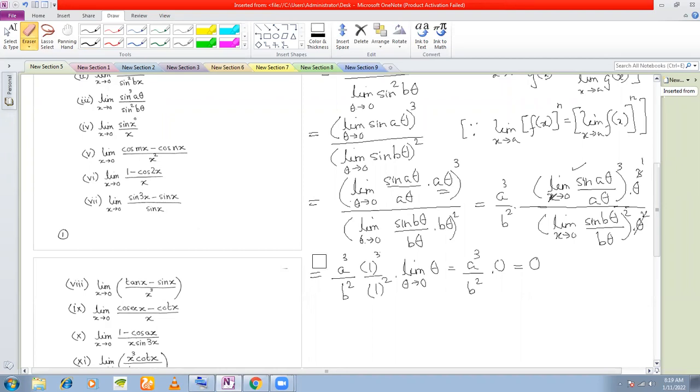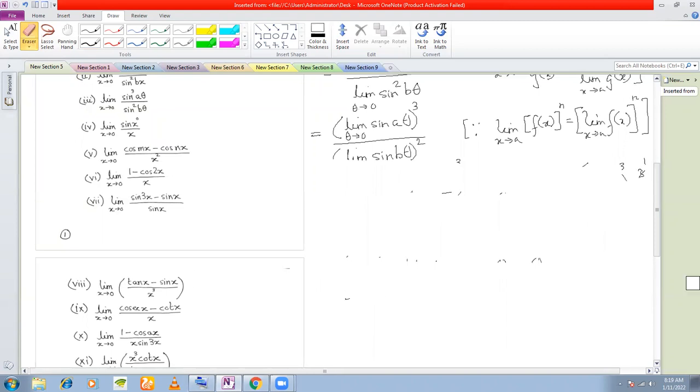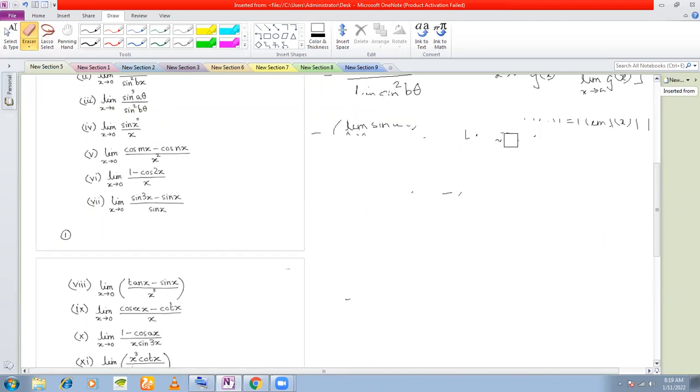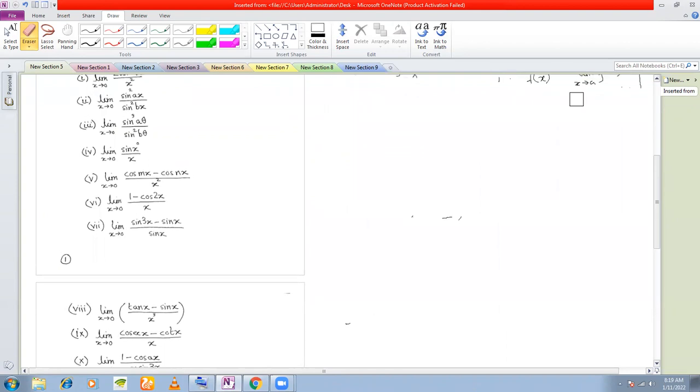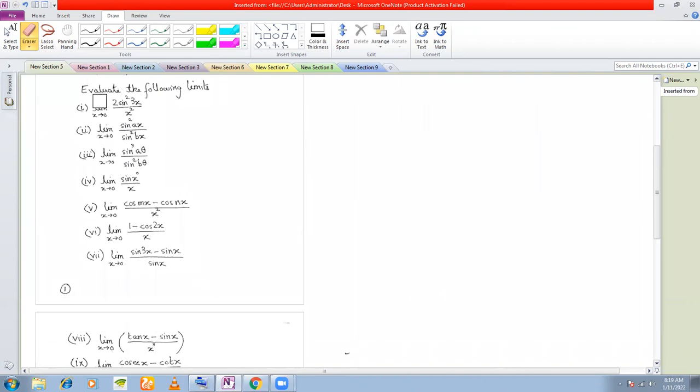Okay, so the next sum, number 4. Now you have L is equal to limit x tends to 0 sine x degree divided by x. Now you might say that this is equal to 1, right?